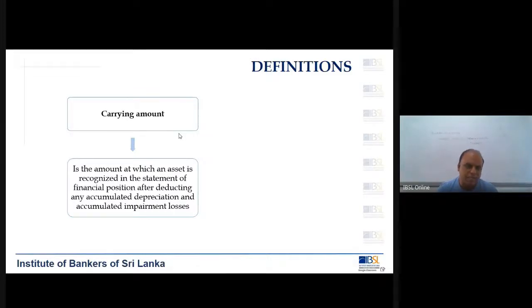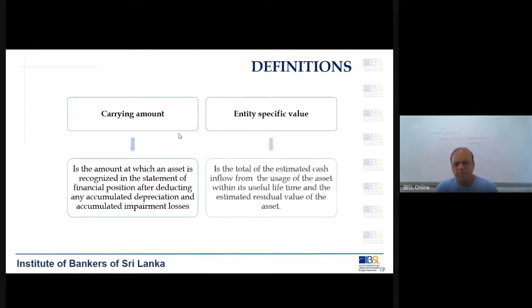So what is the carrying amount? It is the amount at which an asset is recognized in the balance sheet after deducting any accumulated depreciation. So now carrying amount is basically your cost minus accumulated depreciation. Cost minus accumulated depreciation. Okay, so we will learn one by one what it is.